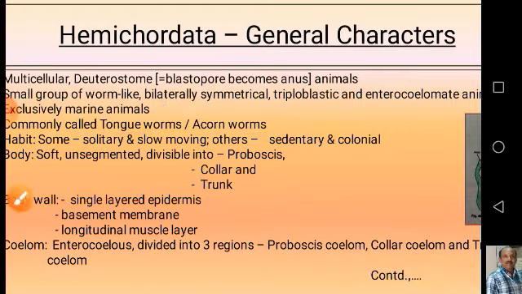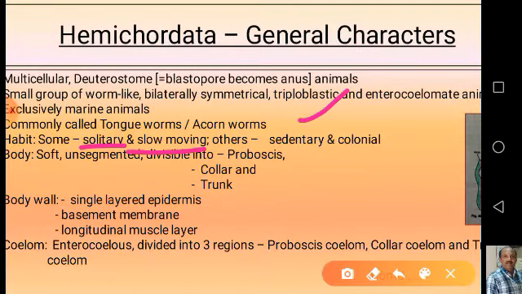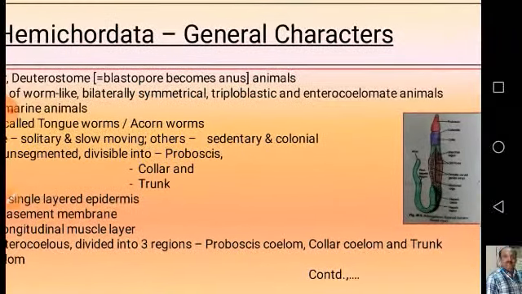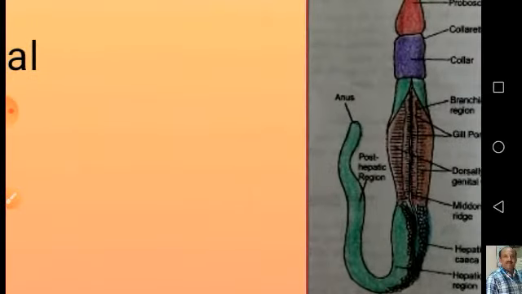Among these hemichordates, some of them are solitary, that means they are present singly, and most of them are slow moving animals. Very few others are sedentary and colonial. Sedentary means they cannot move, and colonial means they are present in groups. The body is very soft and unsegmented, as you can see in the figure.